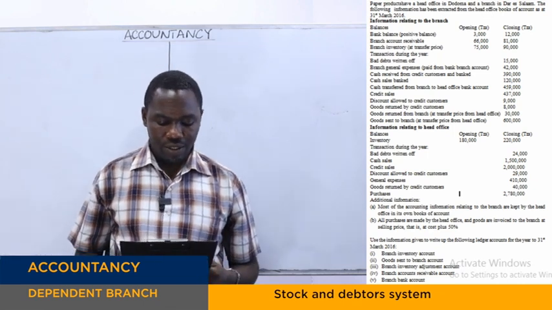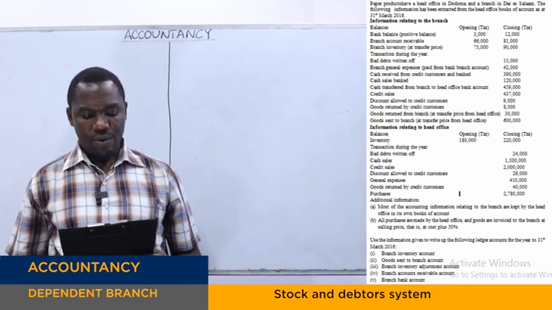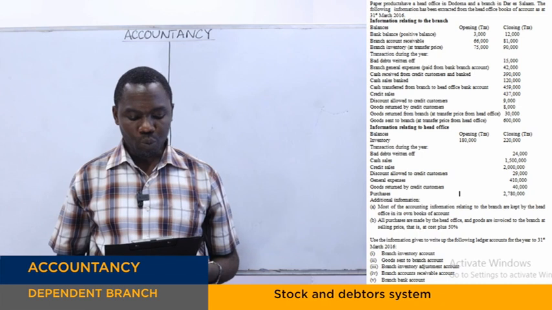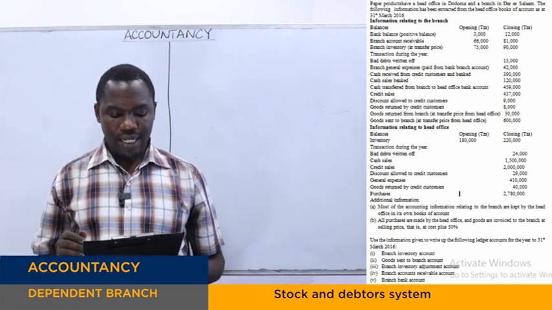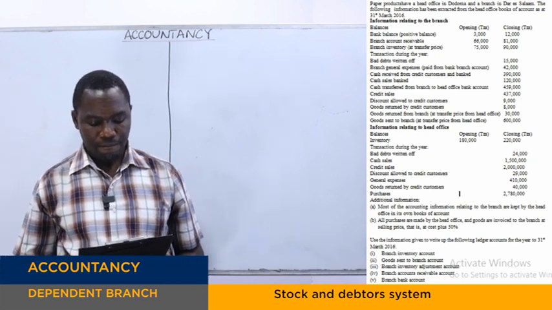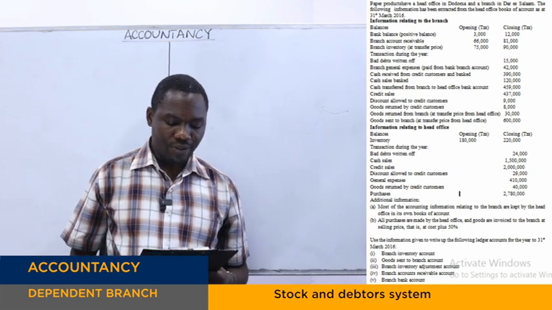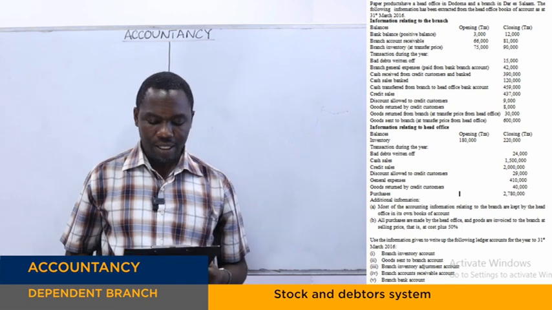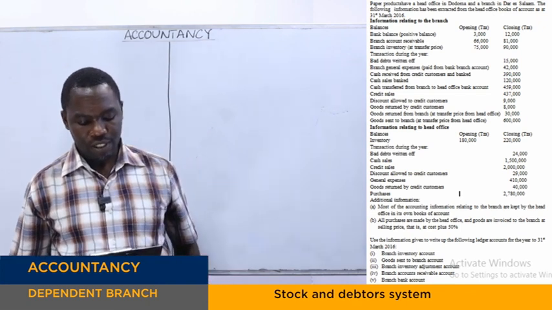Discount allowed to credit customers, 9,000. Goods returned by credit customers, 8,000. And goods returned from branch, this is at selling price, to head office, 30,000. Goods sent to branch, this is at transfer price from the head office, 600,000. Information relating to head office.